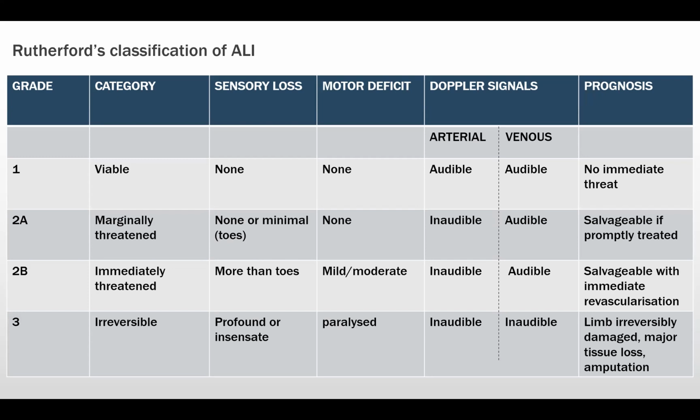In grade 2B, there is an immediately threatened limb, and sensory loss is more than just the toes, and there is mild to moderate motor deficit. Arterial Doppler signals are inaudible, and it can be salvageable if there is immediate revascularization. In grade 3, it is irreversible limb ischemia, with profound sensory loss and paralysis, and both signals are inaudible. The limb is irreversibly damaged, and it requires major tissue loss and amputation.